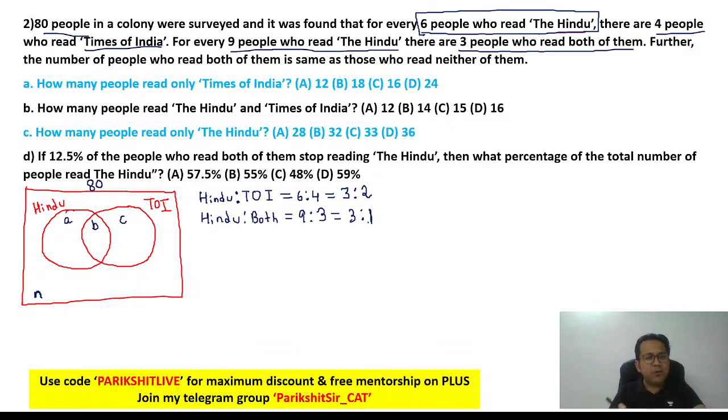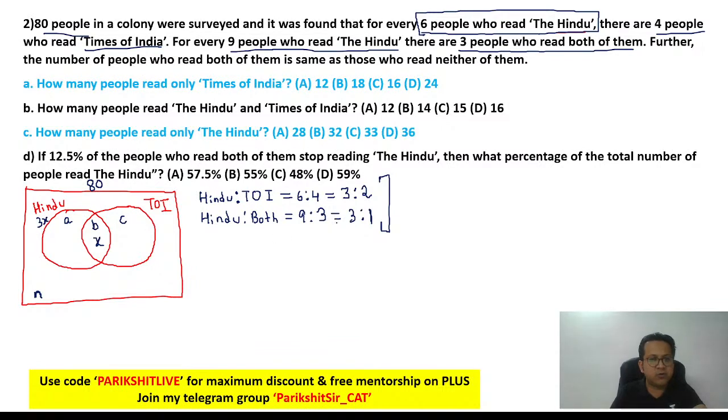Further, the number of people who read both of them is the same as those who read neither of them. Now, I think before I go to that, we have a good number to get started. Can you see? Hindu to both is 3:1. Now, think about it. This means both is 1x. Remember, both is B in our case. If both is 1x, Hindu is going to be 3x.